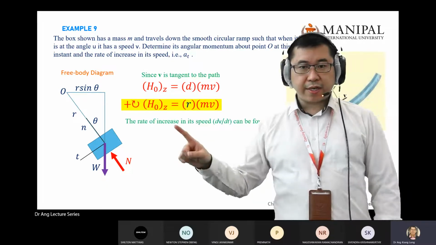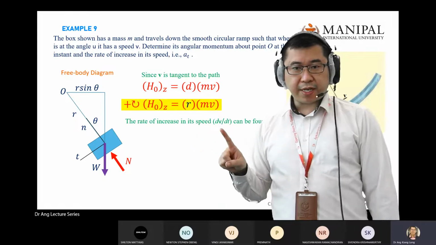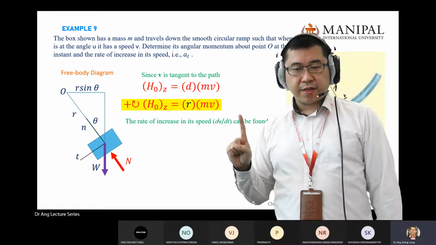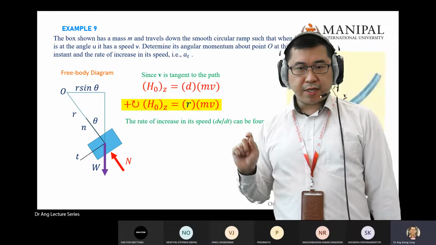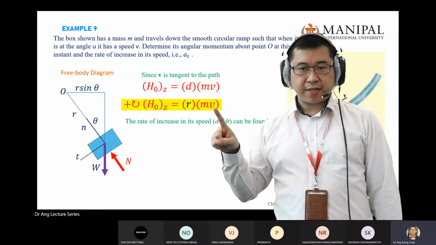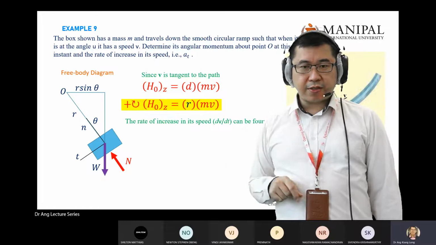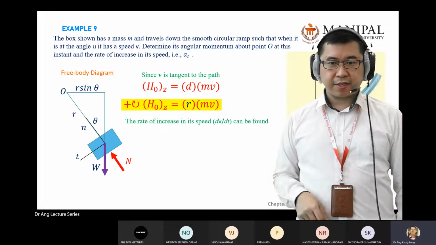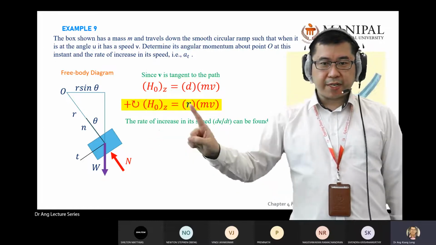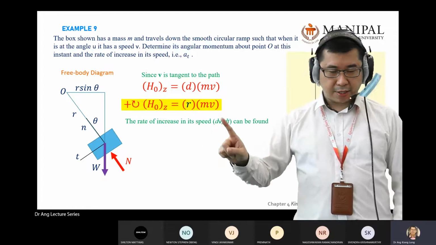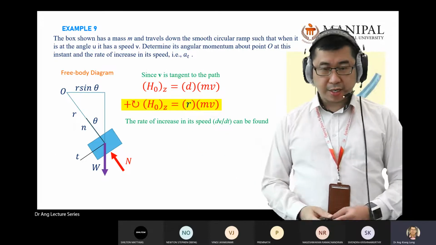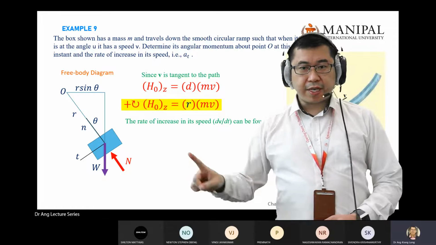What is the rate? The rate of increase of your speed is actually found by taking v and differentiating with respect to t. You take this whole equation and differentiate it with respect to t, and you can find the increase of its speed.